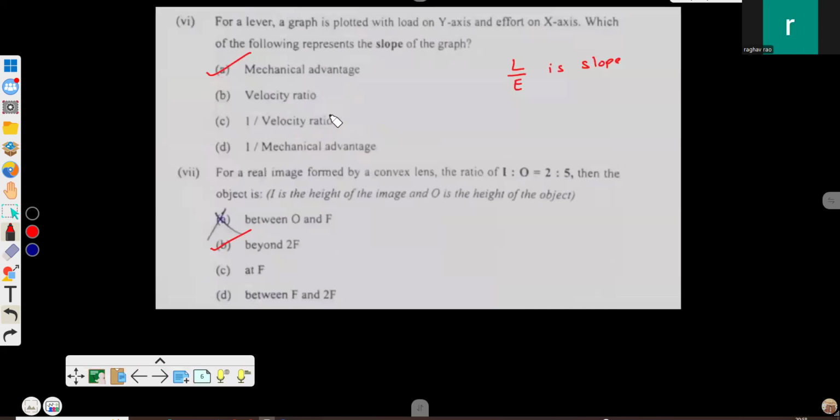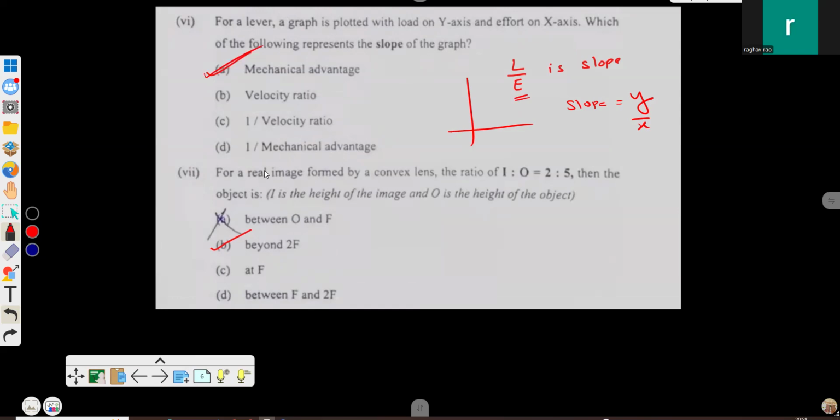Next, for a lever, a graph is plotted with load on the y-axis and effort on the x-axis. As I have told you already, whenever a graph is taken, slope means whatever you take on the y-axis divided by whatever you take on the x-axis, that is load by effort, which is nothing but mechanical advantage.